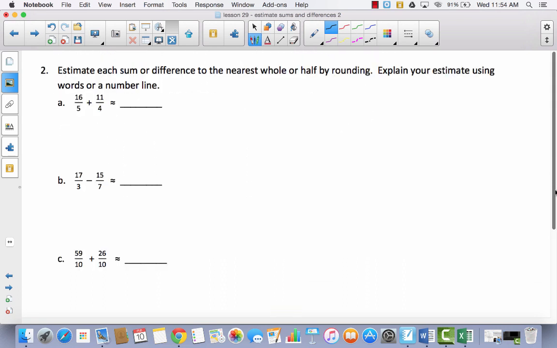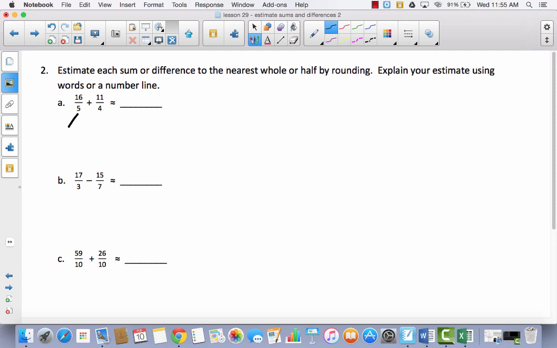All right, now we're going to estimate each sum or difference to the nearest whole or half by rounding. Explain your estimate using words or a number line. So basically we're doing the exact same thing, except you're going to notice they tried to make it a little bit trickier for us because they didn't give us the mixed numbers. We have to create the mixed numbers on our own, but that's okay.